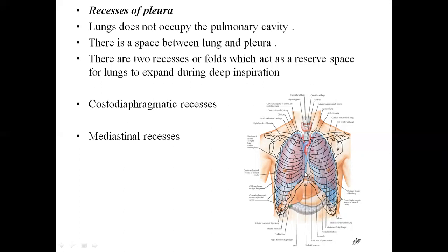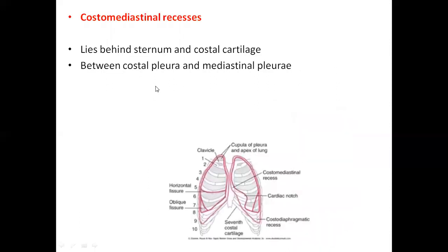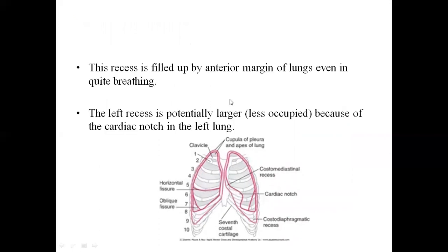Mediastinal recess is a space that you can see on the mediastinal surface of the lung. We'll discuss this in the coming slides. Costomediastinal recess. So it lies behind the sternum and the costal cartilage. It is between the costal pleura and the mediastinal pleura. When the costal pleura becomes the mediastinal pleura, there's a space that you can see here, this area. It is more pronounced on the left side. The recess is filled with the anterior margin of the lungs, even in quiet breathing.